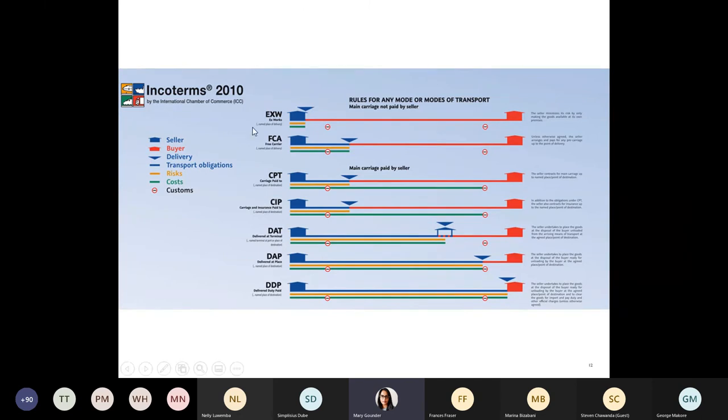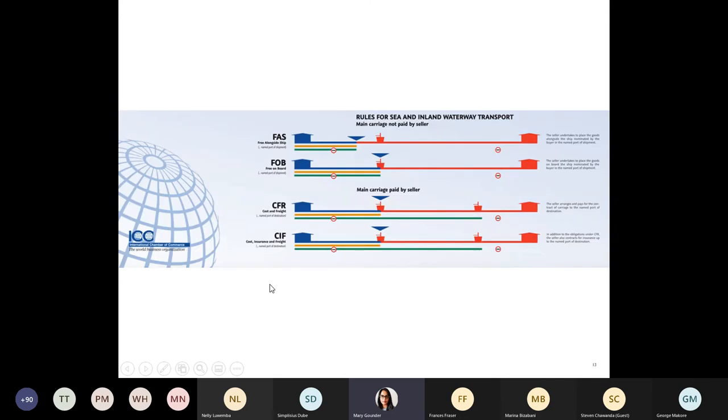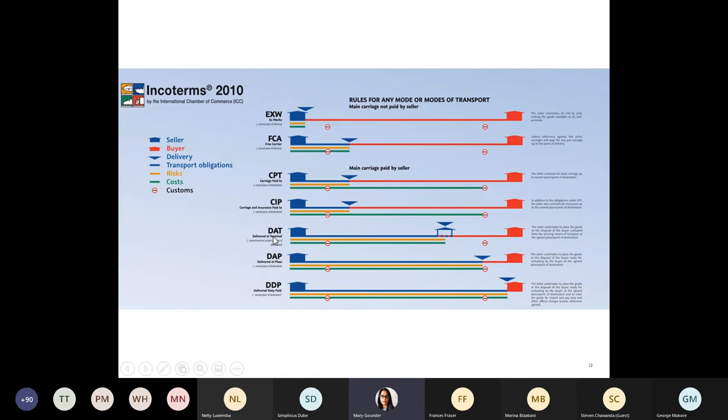Ultimately, your Incoterm is this: your EXW, FCA, CPT, CIP, DAT, DAP, and DDP. And moving on to your FAS, FOB, CFR, and CIF. Now, when you first learn about Incoterms, it's literally Greek to all of us, including myself. I had to learn it a few times to really get it.